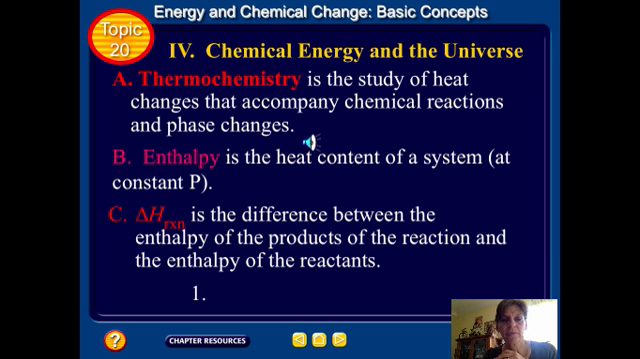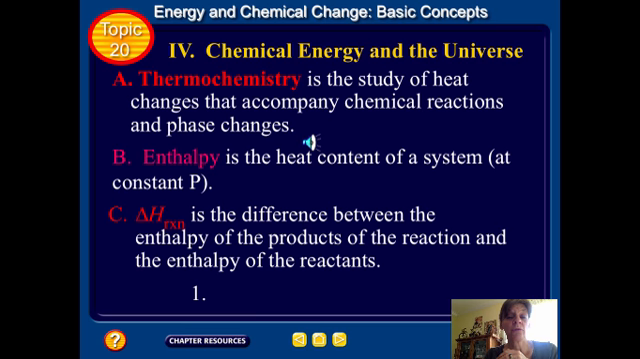Here are some terms. Thermochemistry is the study of heat changes that accompany chemical reactions and phase changes. For most of this year, we have focused on just the actual substances, but the energy is a really vital and important part of all the chemistry that happens. It does a lot of work for us. We have to learn to control it and use it to the best of our abilities.